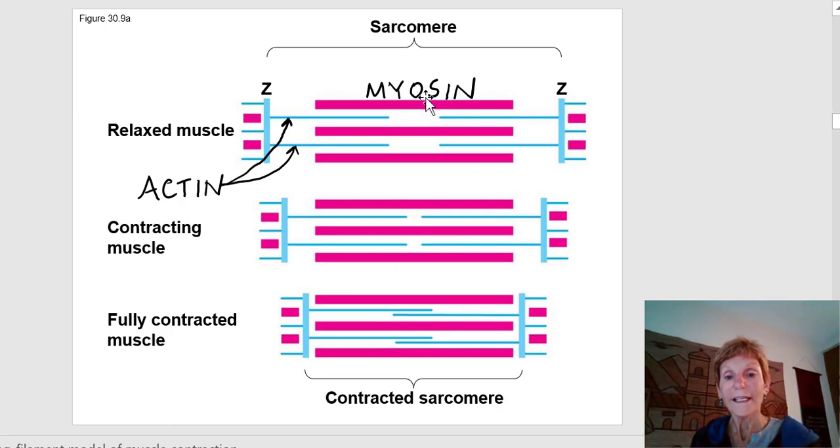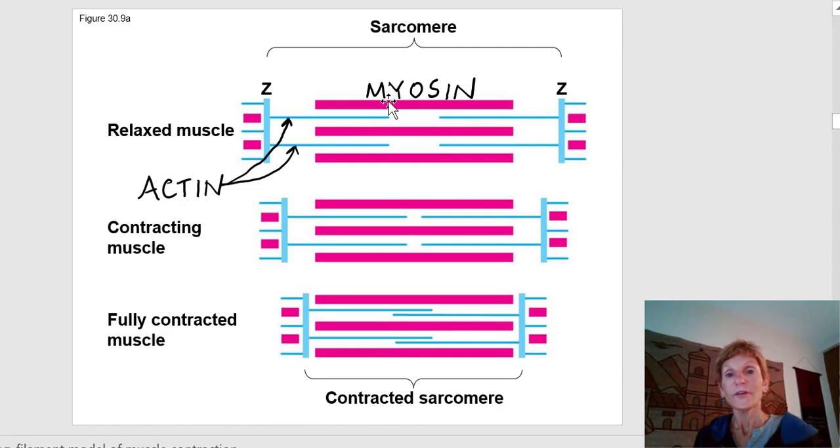We have myosin, which is this thick filament, and that's the motor protein. And then we have actin, which is this thin filament. It's actually a microfilament, and that's like a rod that's going to be moved by myosin.